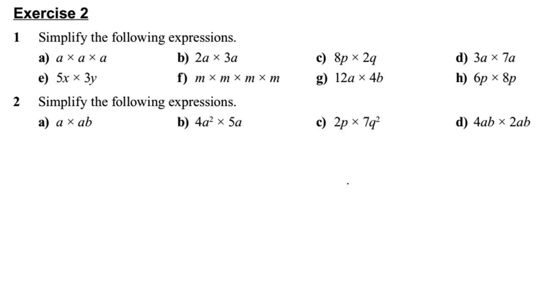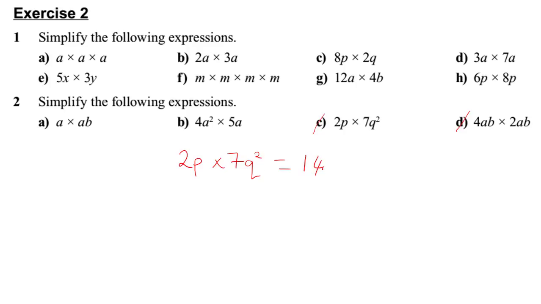Okay, hope you've tried that. Now, what I'm going to do now, I'm just going to try question 2C for you and question 2D. And let's go. So I've got 2P for question C, and I'm timesing by 7Q squared. First thing, if you're timesing, do the numbers. I've got 2 times 7, which is going to be 14. Then I've got P times Q squared.